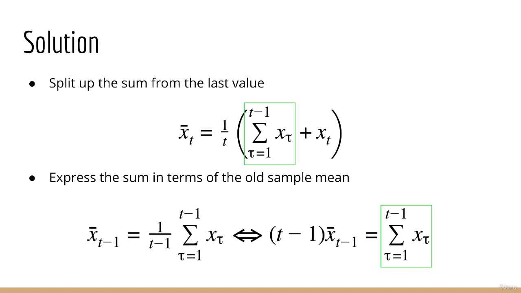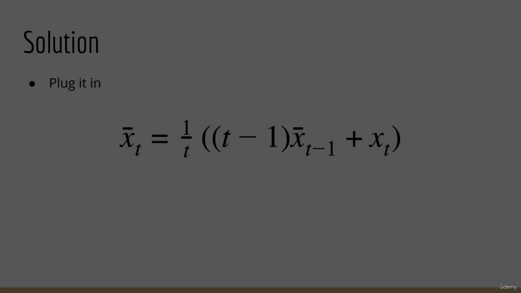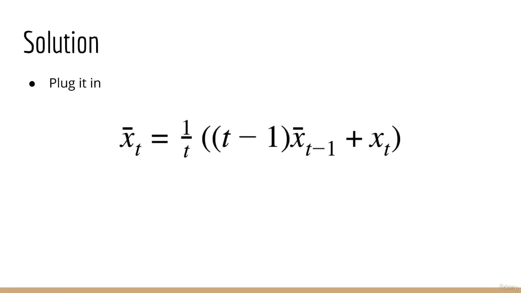The next step is to realize that the sum of the x taus from 1 up to t minus 1 can be expressed in terms of x bar subscript t minus 1. We just have to rearrange the equation from earlier. It's clear that this sum is just t minus 1 times x bar t minus 1. We can substitute this into our expression for x bar t to get the sample mean at time t in terms of the sample mean at time t minus 1.